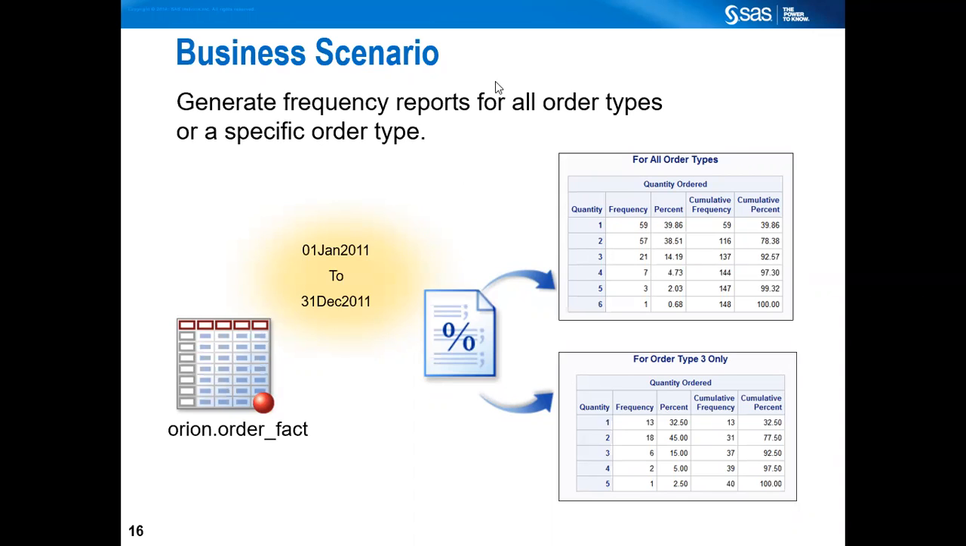So we'll understand this through a frequency report. Here they are telling us that we are going to use an input data source called orion.order_fact, and the data analysis is to be done for the year 2011, from 1st Jan to 31st December. So we're going to write a macro program to generate the report for all the order types, and only for order type 3, which is internet order. Okay, so that's what it's telling.